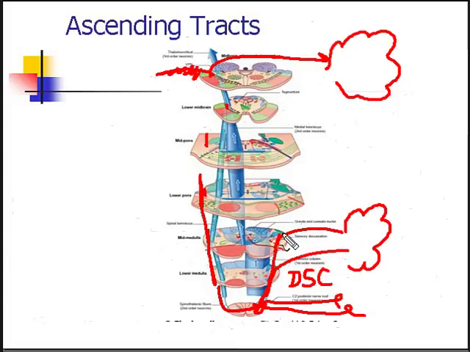So that's how you're going to look at the ascending tract. What you've already formed, you're going to see most of them all the way up till we reach the brain, except for a few depending on where they go.